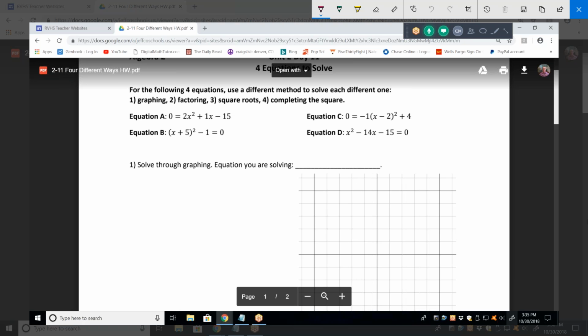Well, it's more simplified than some other equations. To use this method right here, you need an equation that does not have an x term. So it's not equation A, it's not equation C, it's not equation D. So I can solve equation B by taking the square root of both sides.